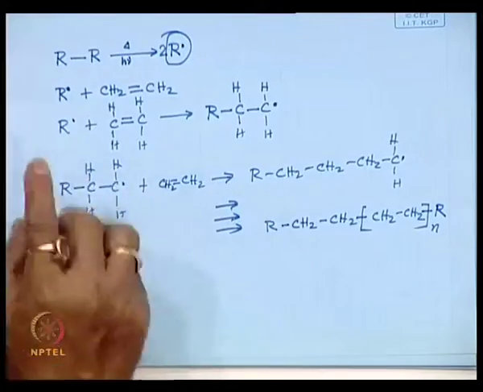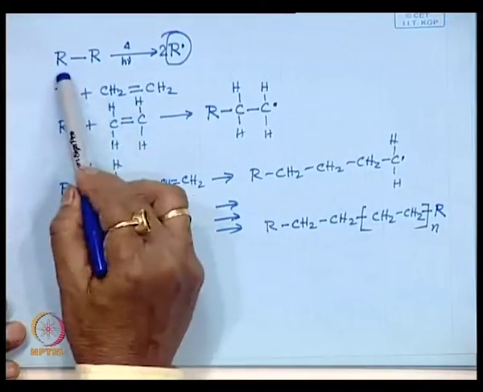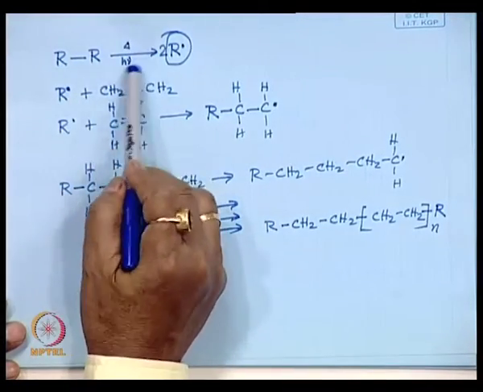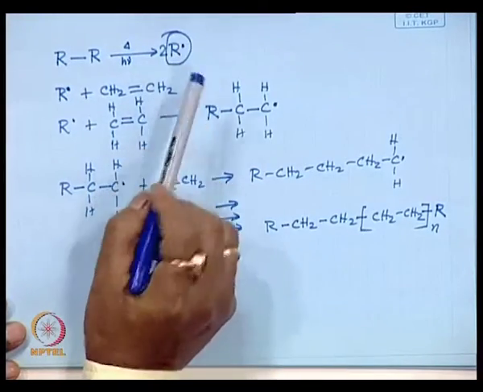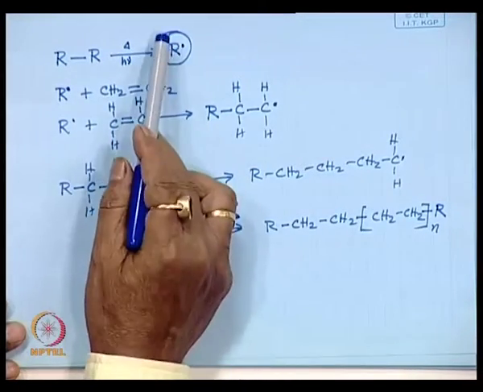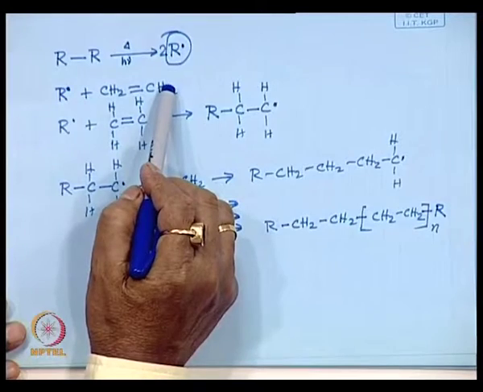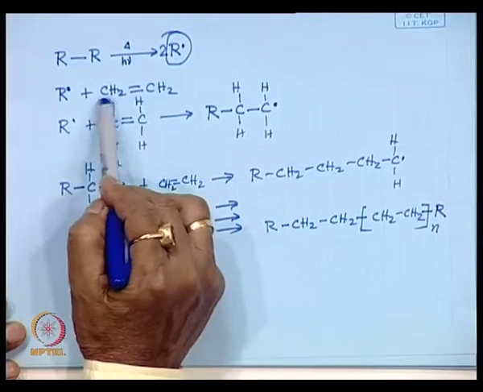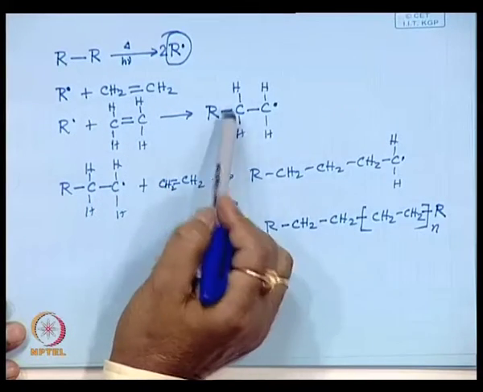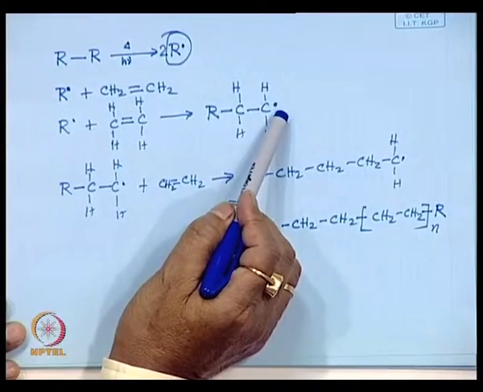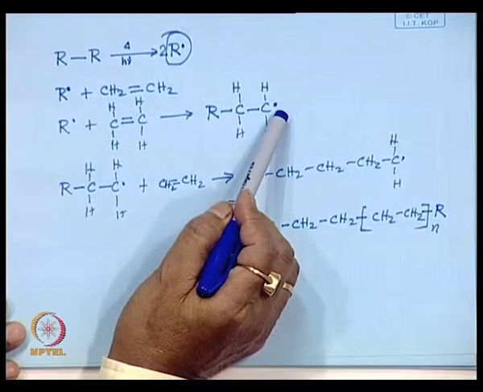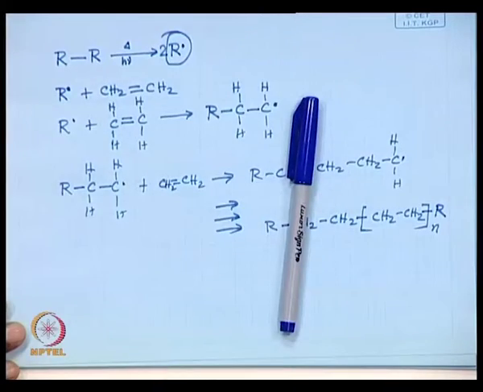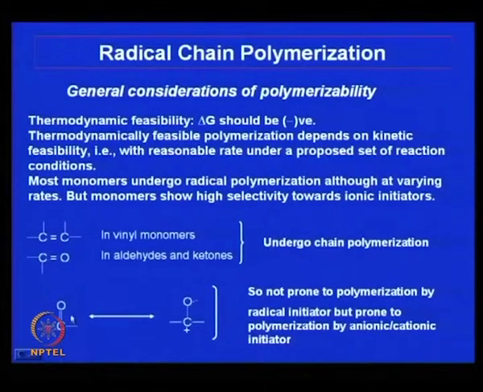Now, I told you about the agencies, this free radical. What will be the nature of this free radical, so that it can attack these molecules to form a free radical like this? How does it happen? You see, here is a double bond between a carbon and an oxygen.